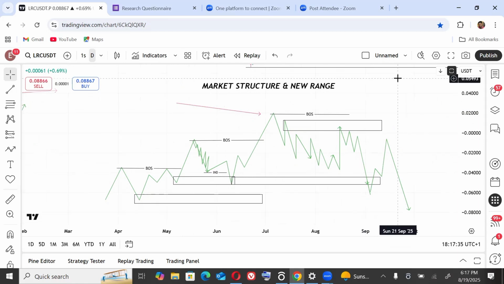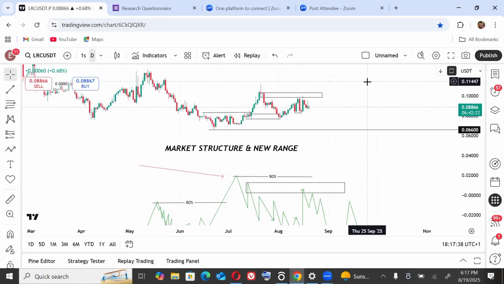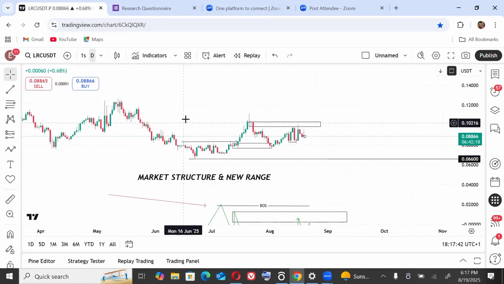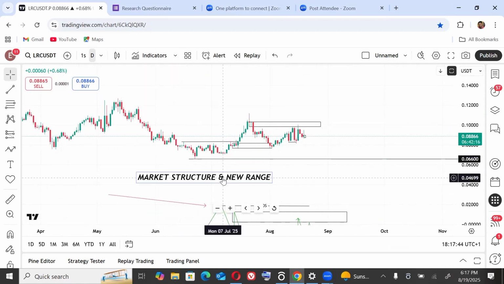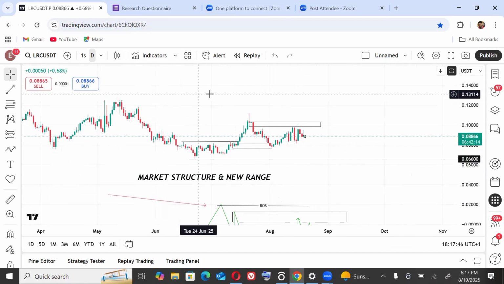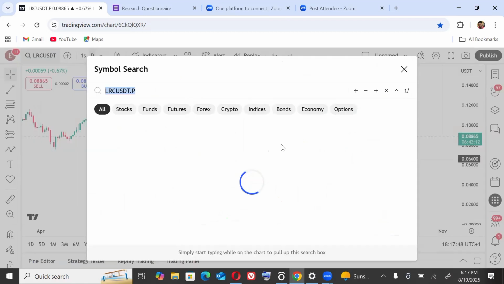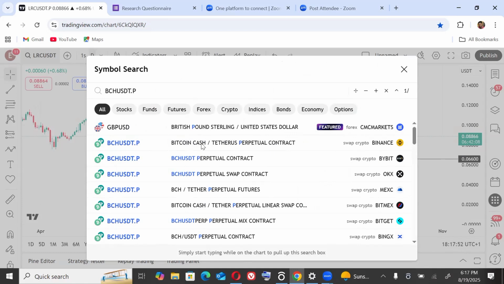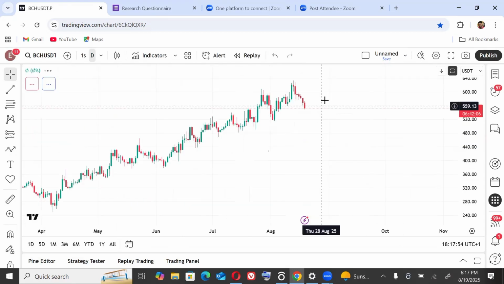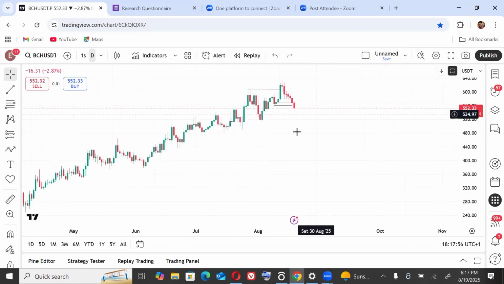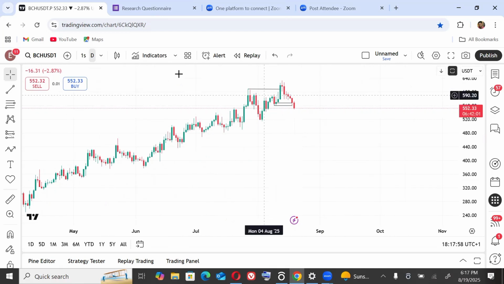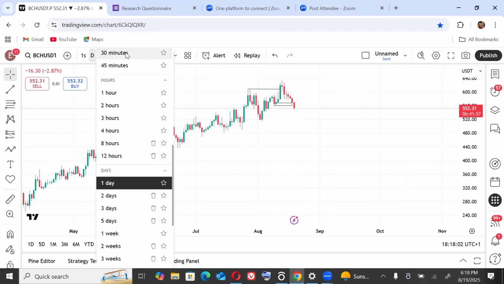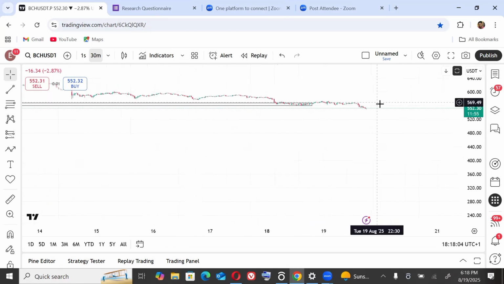Now let's go straight into a new chart. I gave a signal on BCH, an amazing signal. Let's see, I gave a sell. So when a lot of persons were buying, I was already selling. You can see I already mapped it out. This was a signal I gave some days ago.